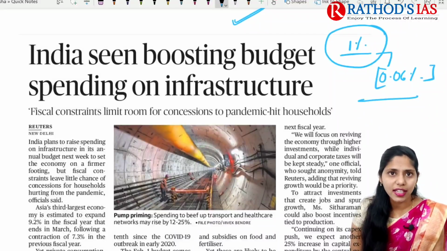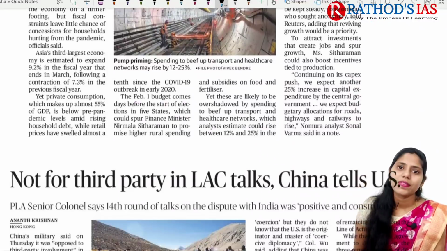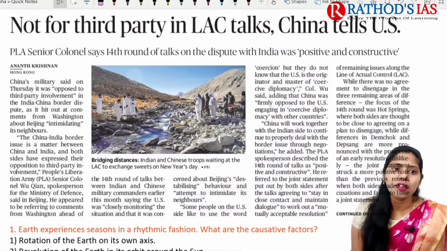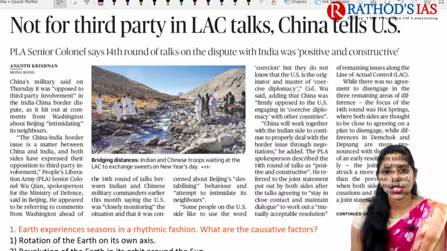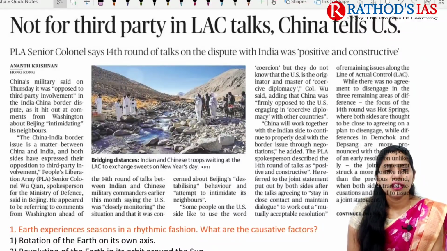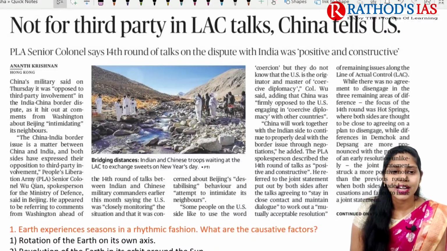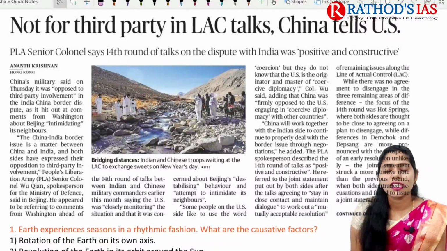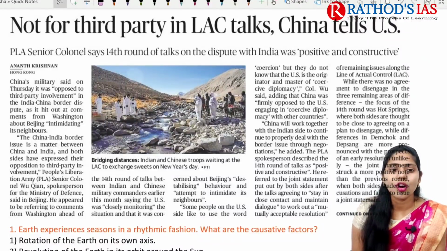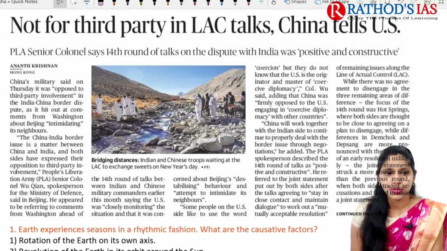Okay, so this is the idea regarding this topic. And the next topic is regarding "Not for third party in LAC talks, China tells US." So already what happened here, the US made one statement regarding this China-India border issue. In this context, China said that it opposed third party involvement in this India-China border dispute.